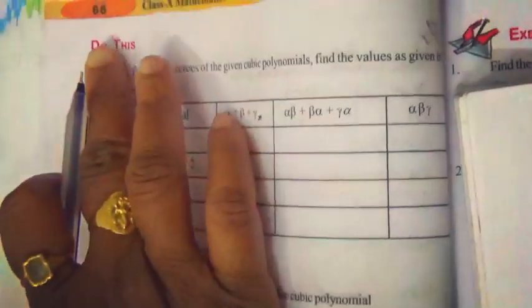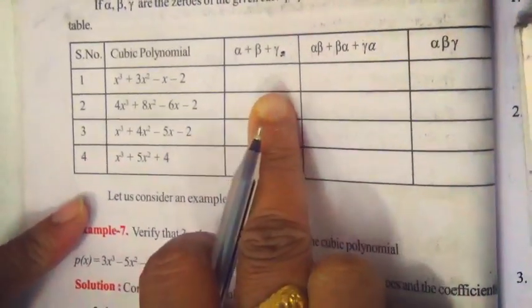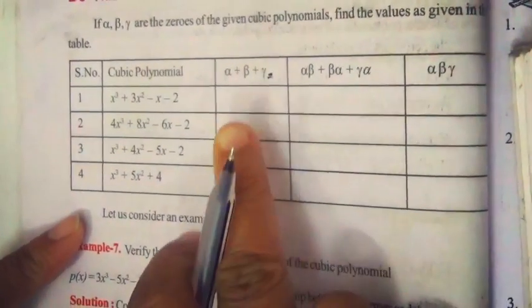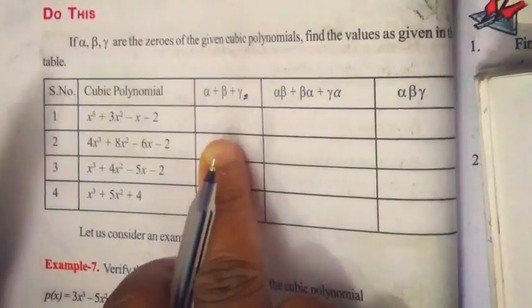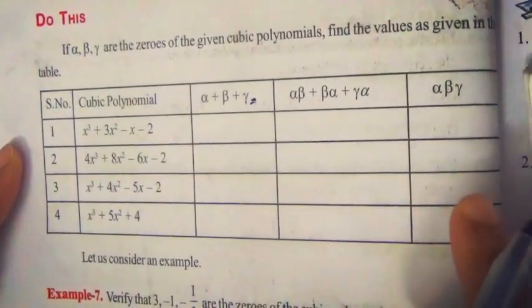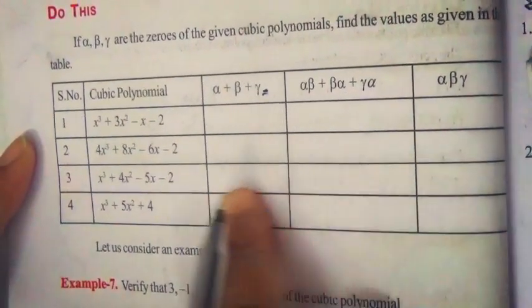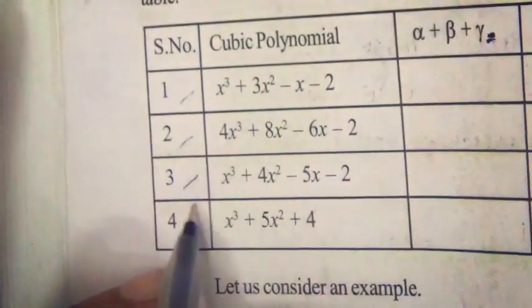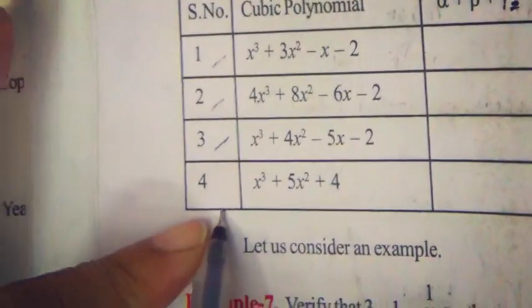Just like that you have to do this table. So on page number 66 you have to do this table. You have to write these relationships of cubic polynomials. Already we discussed the formulas for the sum of the zeros of the cubic polynomial, the sum of the products of the zeros taken two at a time, and the product of the zeros. So what are the formulas you have to write here? You just write these three on your own. I'll tell this one. So on page number 66, do this.